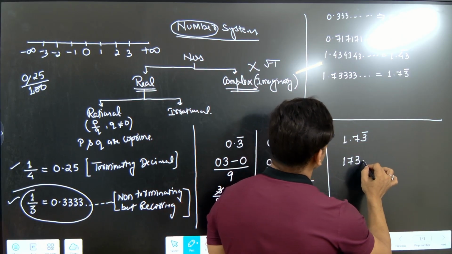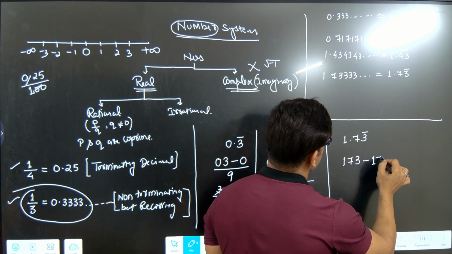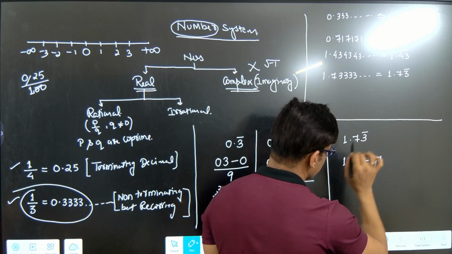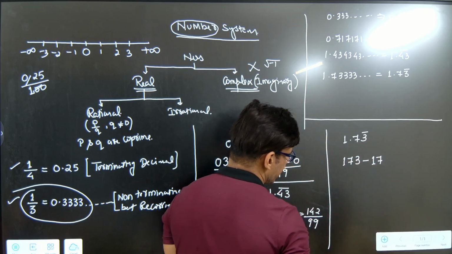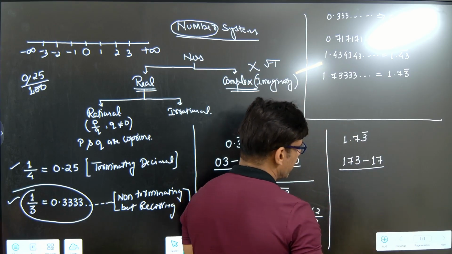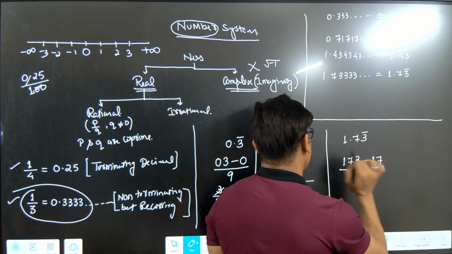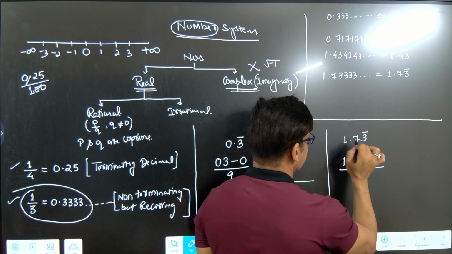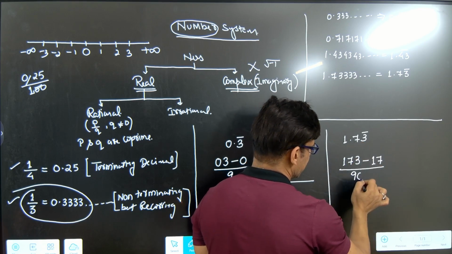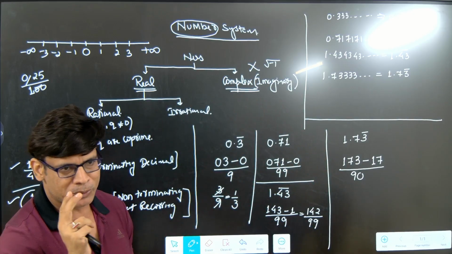From this, how much do you have to subtract? 17. Remove the bar and decimal. 17. Then you come to the denominator. In the denominator, how many 9s are you going to put? Only one 9. But after the decimal, there is a digit which is not repeating, so put one 0 for it. So if 2 digits are not repeating, put 2 zeros for it.